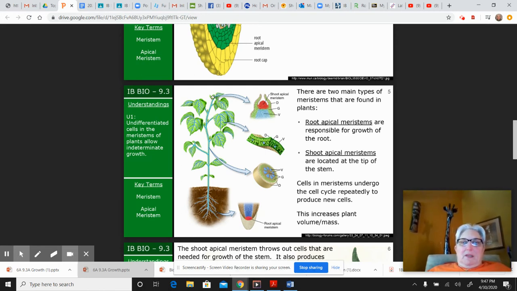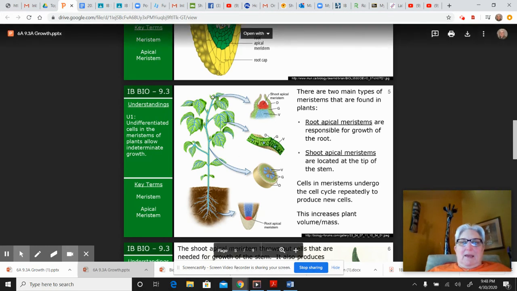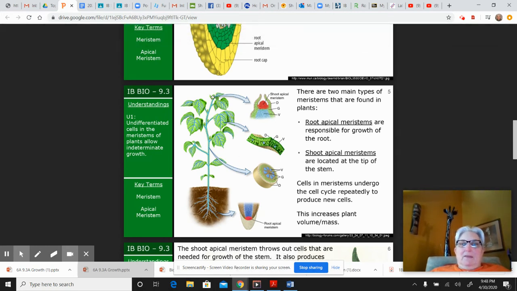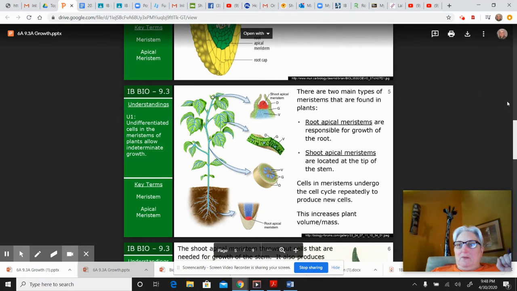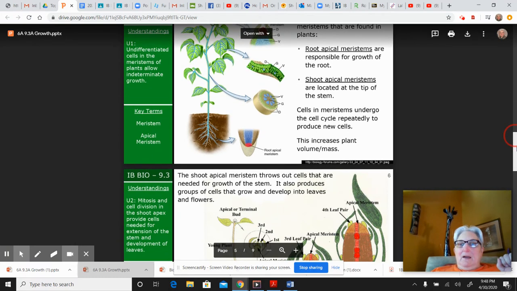These are going to be cells of the plant that eventually will undergo the cell cycle over and over again and will produce new types of cells so that the plant can increase in size, mass, volume, etc. So that plant is going to get bigger.